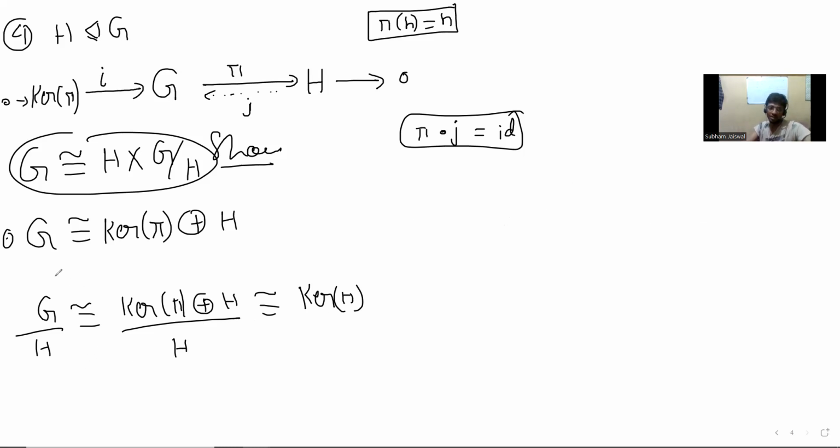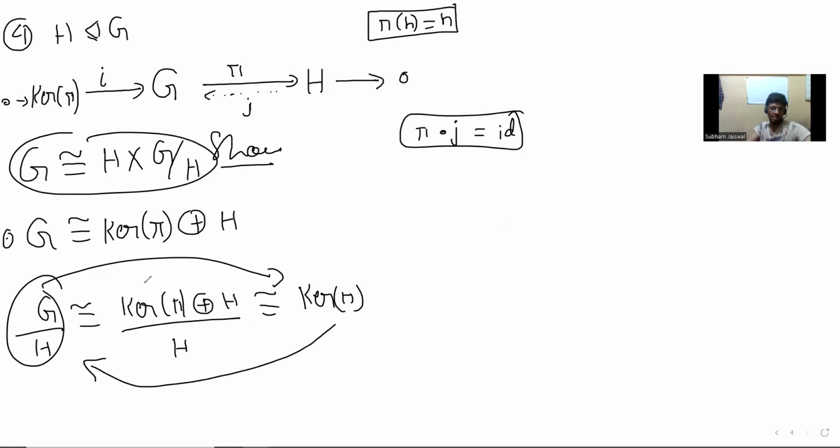So then you are done. This G mod H is really the kernel. You can take the isomorphism from the kernel of pi to G mod H, and from this isomorphism get to the first one. So we are done. You can see the similarity. The point I'm trying to say is that there is a similarity between these things.